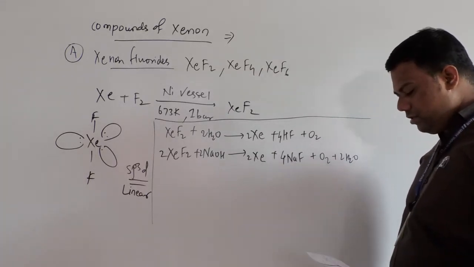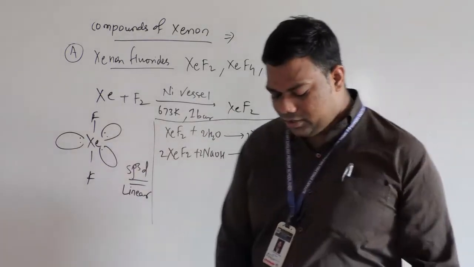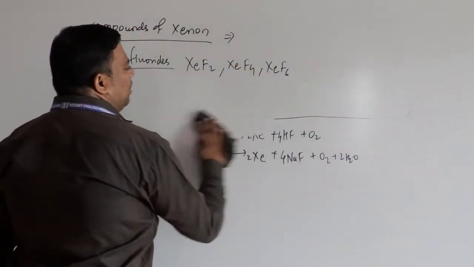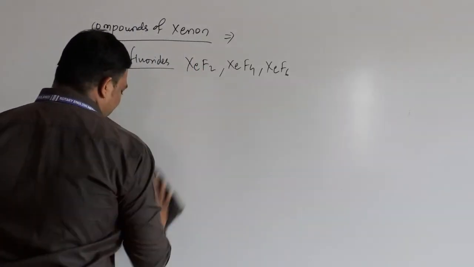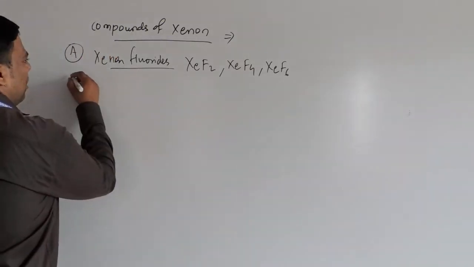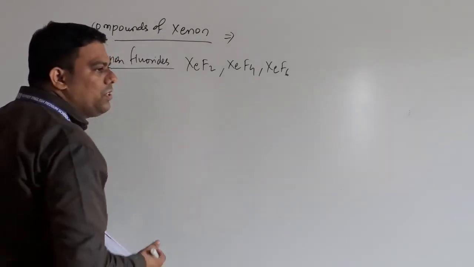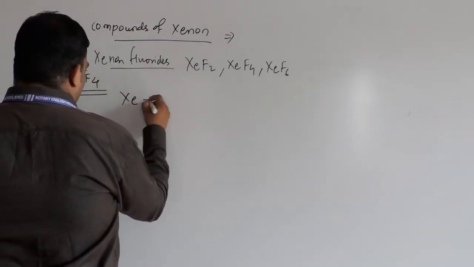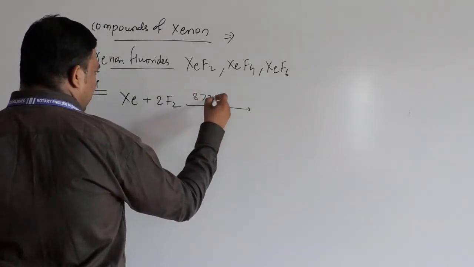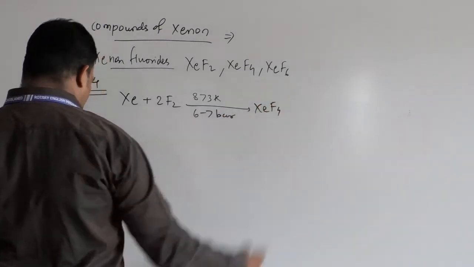Now see here, we will discuss XeF4. XeF2 we saw. Now we will discuss XeF4, xenon tetrafluoride, with its structure and all. In the preparation reaction, Xe plus 2F2 heated in a nickel vessel at 873 Kelvin and 6 to 7 bar pressure, you will get XeF4.